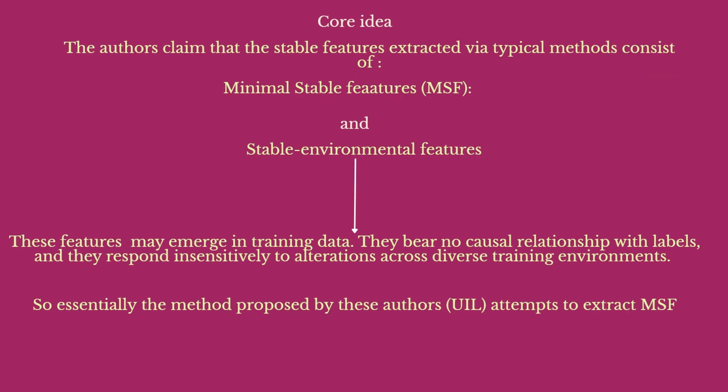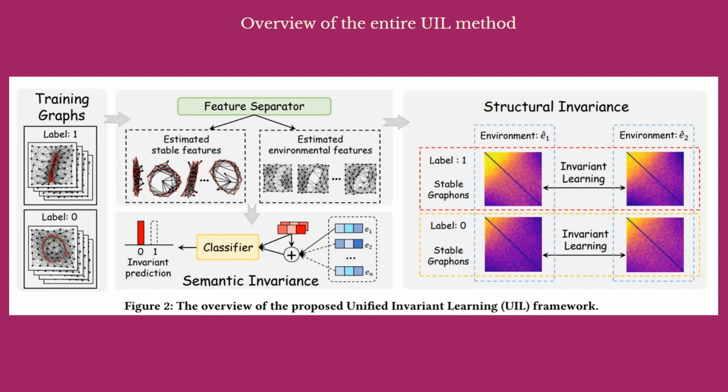Typical methods extract stable features which consist of minimal stable features and stable environmental features. Stable environmental features are noisy features. They are not really stable features, but they emerge in training data. As an example, let's say my training data coincidentally has all aromatic compounds with COH. So the model accidentally makes a spurious correlation that if you have an aromatic ring, it is acidic. Now, let's say in test data, there is an aromatic ring with NH2. It may not be acidic, but still it has learned the correlation that it is acidic. So that is a noisy feature known as stable environmental features. We don't want such features.